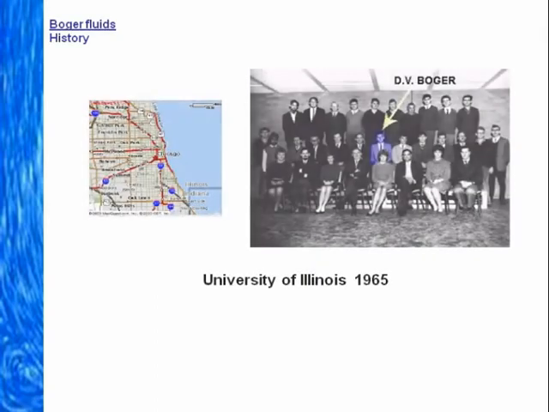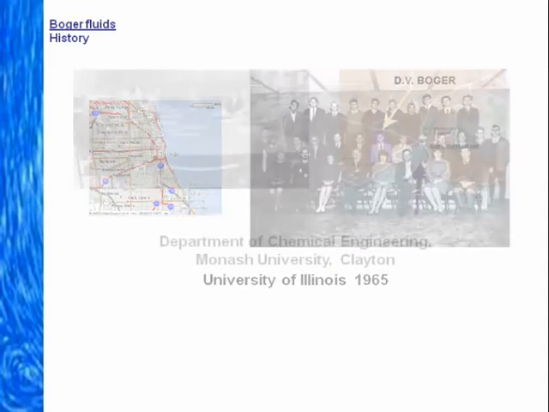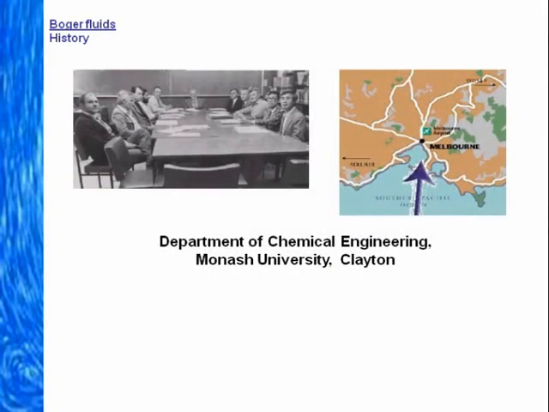In 1965, after completing a PhD at the University of Illinois in the USA, I rather rashly decided to leave the US and take up a 3-year appointment in the then newly established Department of Chemical Engineering at Monash University in Clayton, which is now a suburb of the greater city of Melbourne in Australia. I think many people thought I was mad, particularly my parents, as the job market in the USA at that time had never been better for chemical engineers.